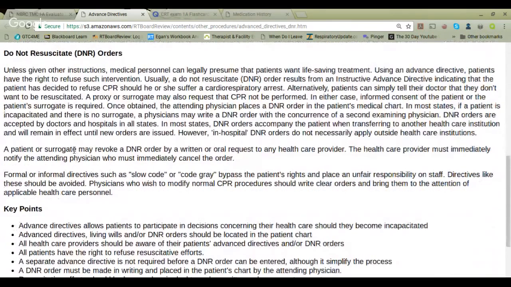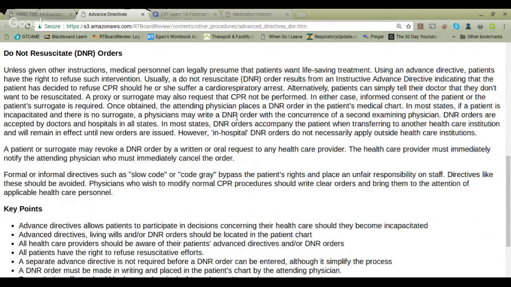In other instances, medical personnel can legally presume that patients want life-saving treatment. Using an advance directive, patients have the right to refuse such intervention. Usually, a do not resuscitate (DNR) order results from an instructive advance directive indicating that the patient has decided to refuse CPR should he or she suffer a cardiorespiratory arrest. Alternatively, patients can simply tell their doctor that they don't want to be resuscitated. A proxy or surrogate may also request that CPR not be performed. In either case, informed consent of the patient or the patient's surrogate is required.